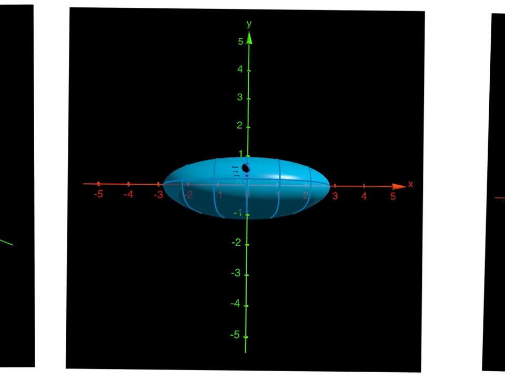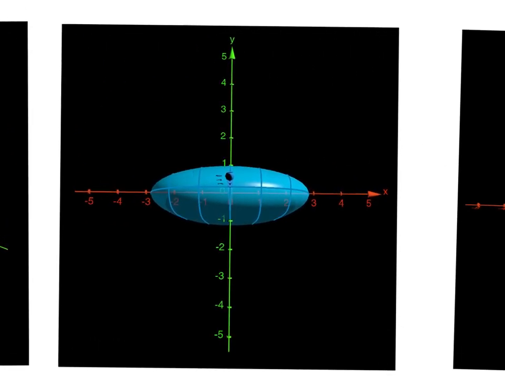But if you were to look, here's the view from above. So we're sitting here at positive z, somewhere up in positive z. And I know it's not perfect, but you can see this elliptical shape that just formed on the xy plane, from 3 to -3 and -1 to 1.